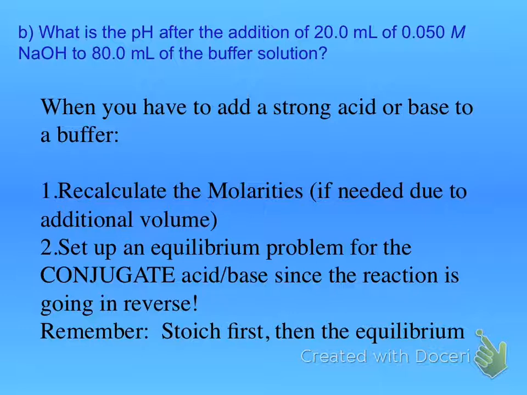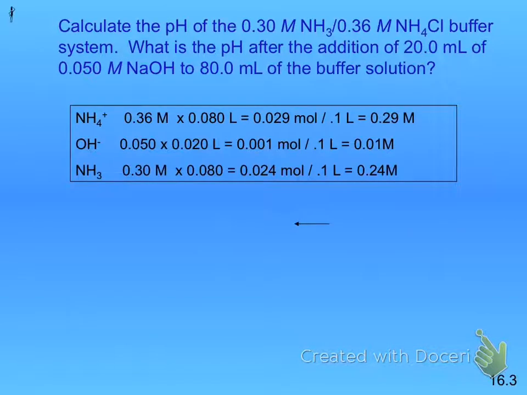That includes the base, the conjugate acid, and this new strong acid. Number two, we then have to set up an equilibrium problem for the conjugate acid base, since the reaction is actually going in reverse. So then we've got to remember to do the stoich first, and by stoich I mean recalculating molarities, and then the equilibrium, the new type of equilibrium problem.